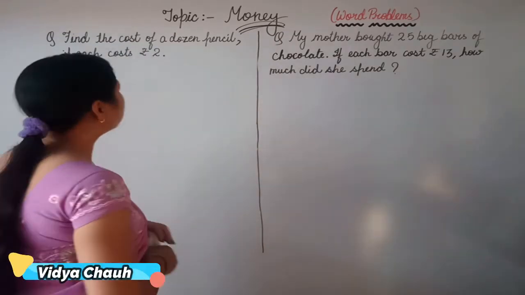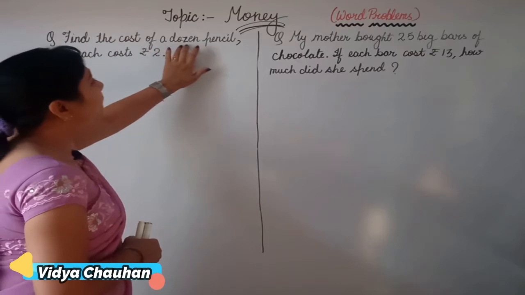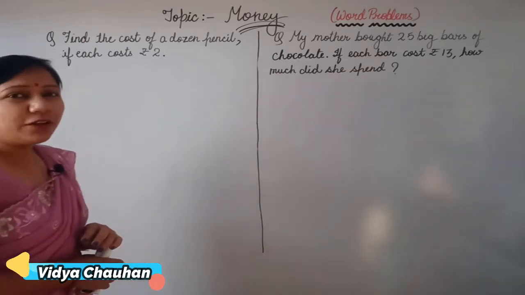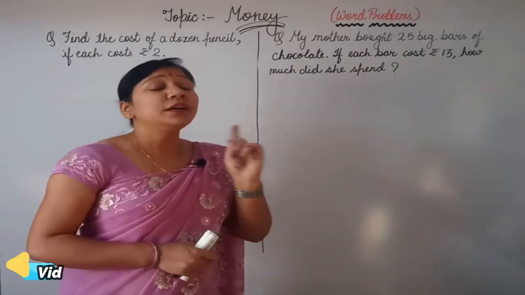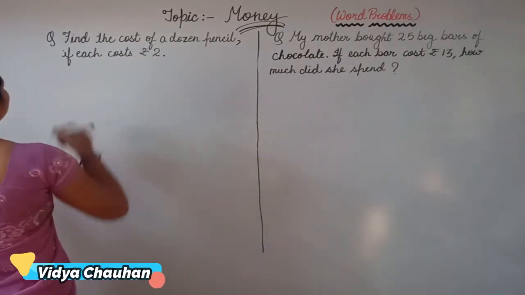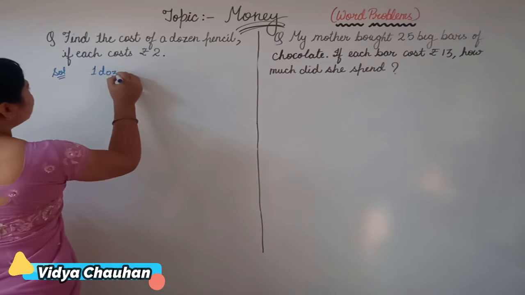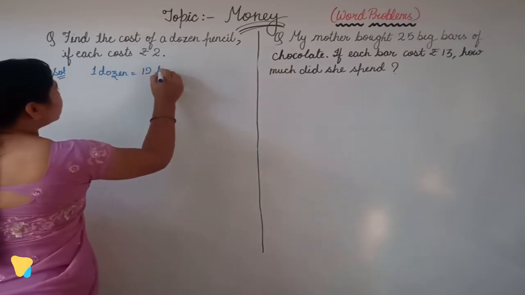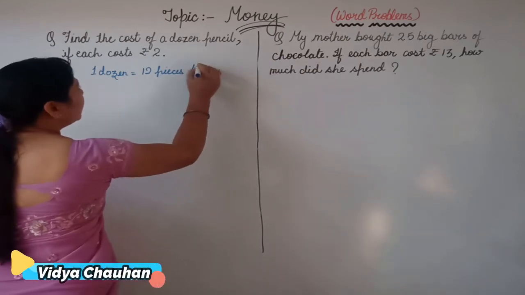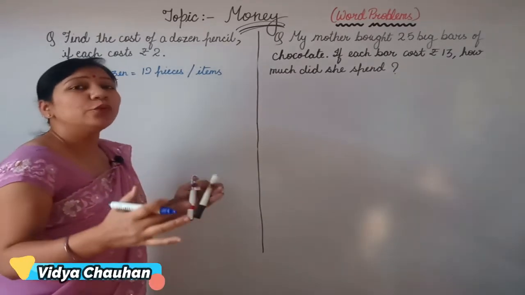So let's check out the first question given to us. The first question says, find the cost of a dozen pencils if each costs rupees 2. So what do you have to find? You have to find the cost of a dozen pencils. What does 1 dozen mean? 1 dozen is equal to 12 pieces, or you can say 12 items. See, if something is 12 in number, we can say that it is a dozen or 1 dozen.